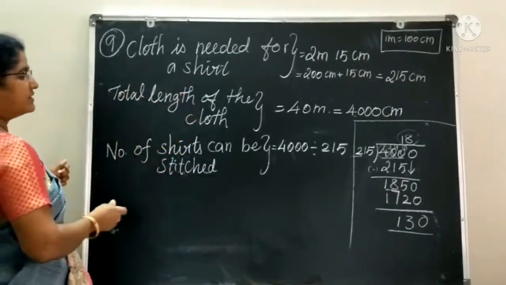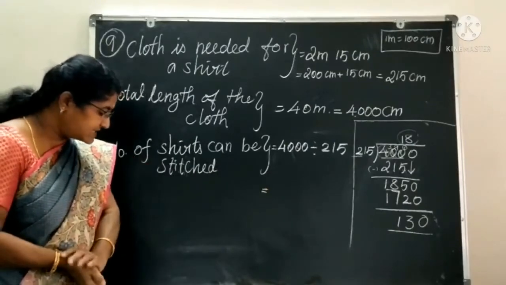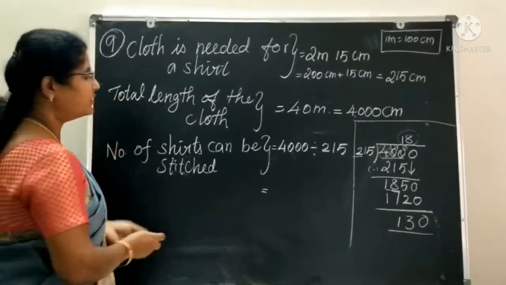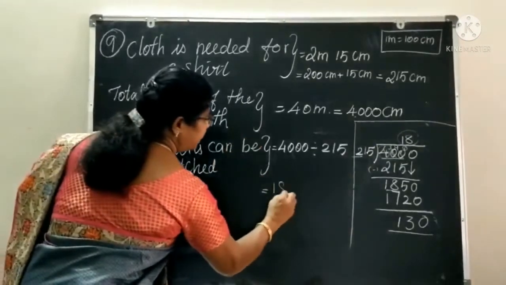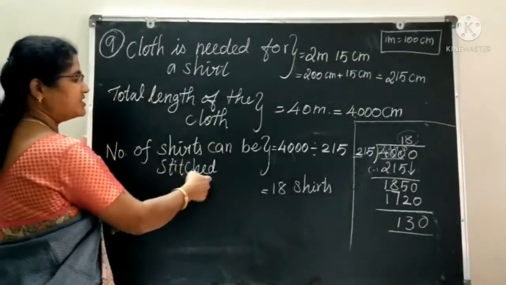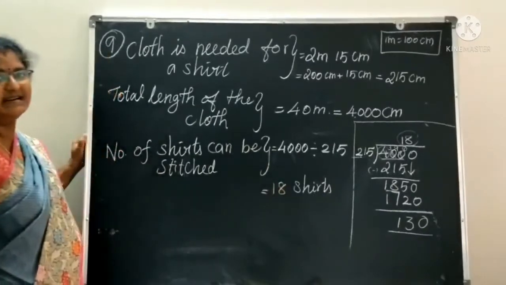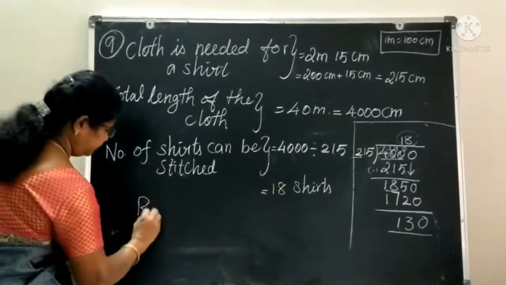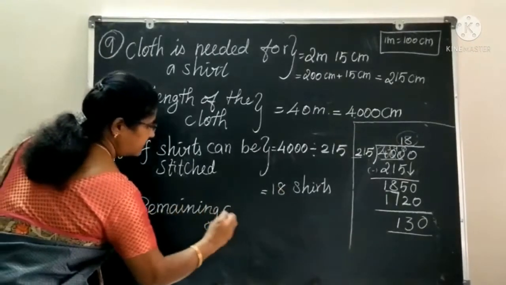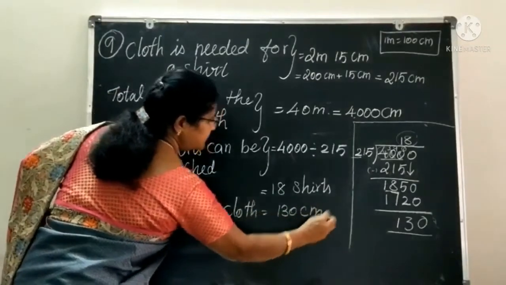Okay, number of shirts. Here the question is, how many shirts can be stitched and how much cloth will remain? So the number of shirts that can be stitched is 18. And this 130 is the remaining cloth. Remaining cloth is equal to 130 centimeters.